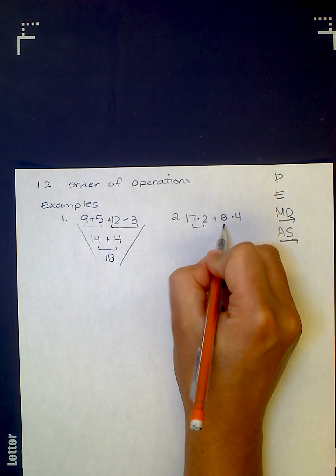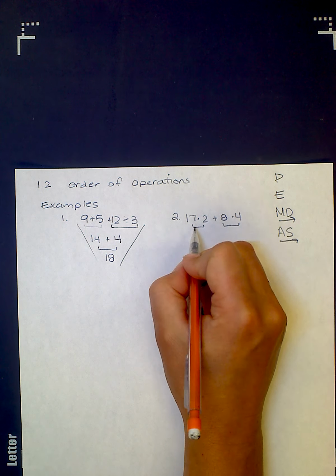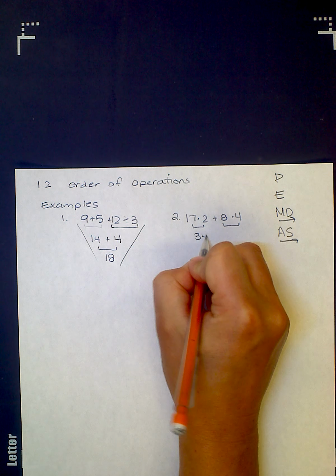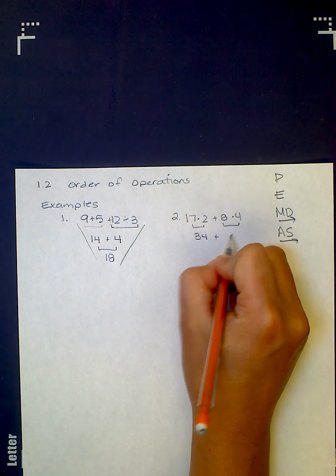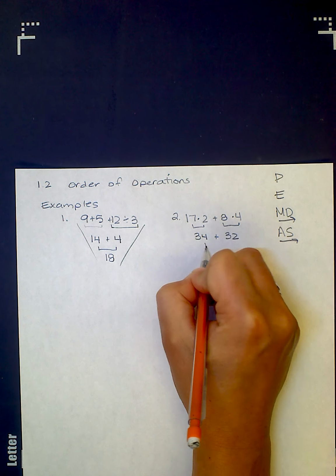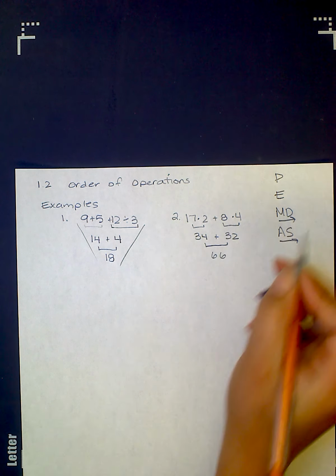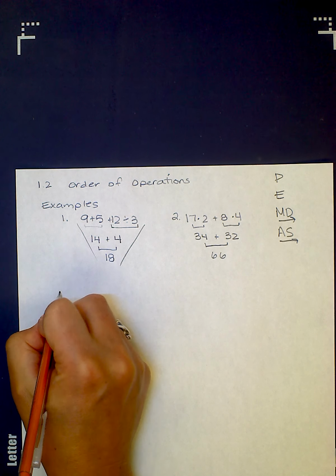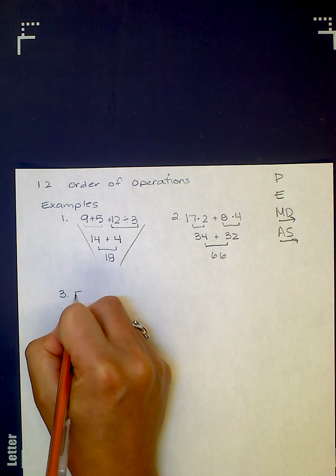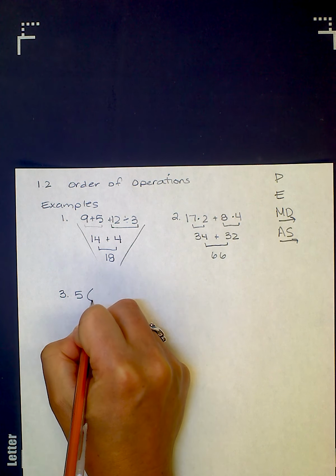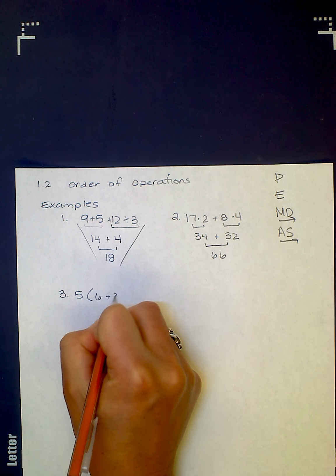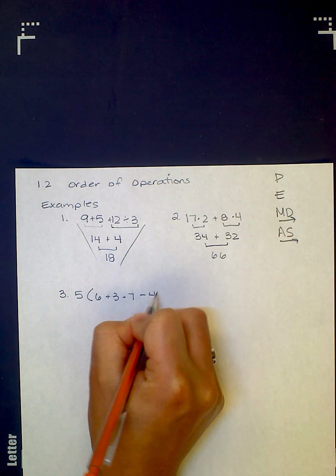All these multiplications will come before this addition. So 17 times 2 is 34, plus 8 times 4, which is 32. And now we can add these to get 66. We're starting out easy. We'll get a little more challenging here. Number 3, 5 times the quantity 6 plus 3 times 7 minus 4.